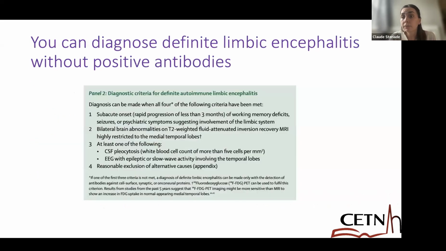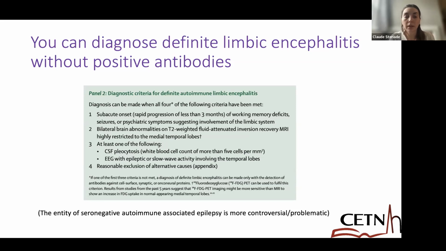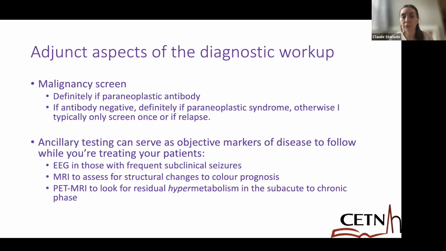So does she have an autoimmune limbic encephalitis causing acute symptomatic seizures? Yes. Do you need to wait for antibodies to treat her? No. These are the Graus diagnostic criteria for autoimmune limbic encephalitis. Nowhere in there do you require antibodies to make the diagnosis. As long as you have subacute onset of working memory deficit, seizures or psych symptoms, bilateral mesotemporal T2 or flare changes, CSF pleocytosis, or EEG abnormalities in the temporal lobes, and it's not something else, then you can treat the patient. Obviously, like I talked about, the issue of seronegative autoimmune-associated epilepsy is a little bit more problematic.